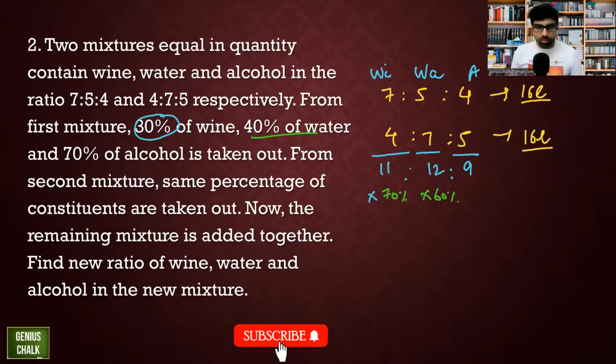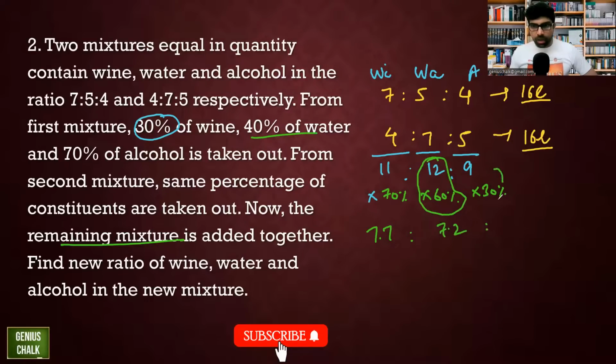That's why I'm just focusing on the remaining one now. 70% alcohol is gone. That means 30% is left. Just find the value: 11 into 7 is 7.7, and as a percentage it is also there. It will be 7 by 10. That's why 7.7, 12 into 6 is 7.2, and 9 into 3 is 2.7.